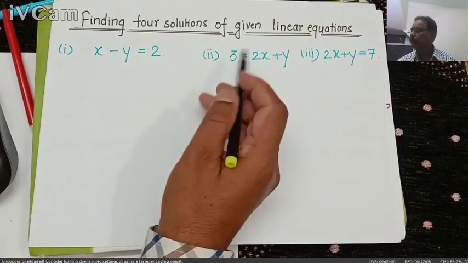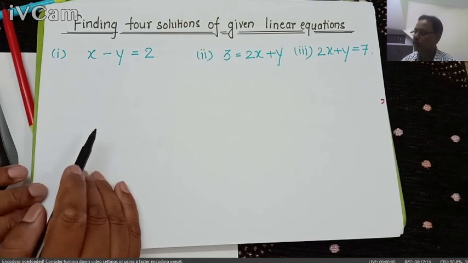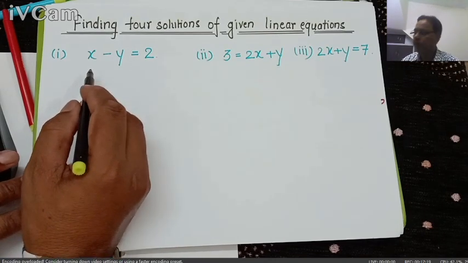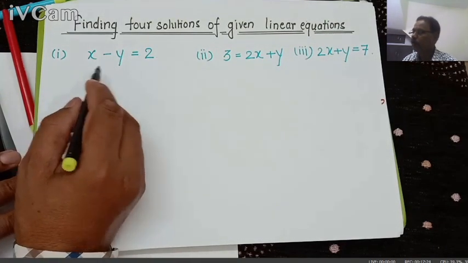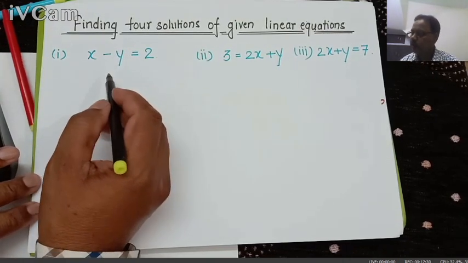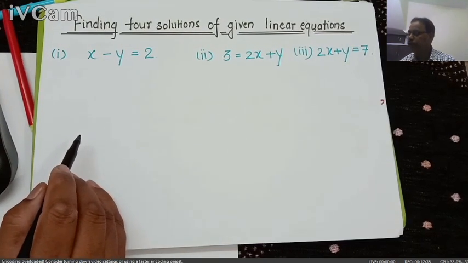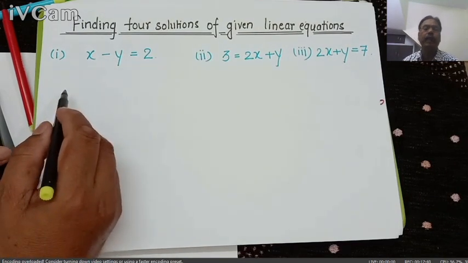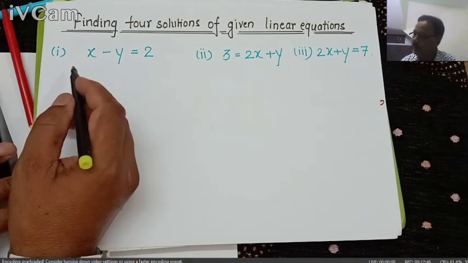Finding 4 solutions of given linear equations. 4 solutions, what does it mean? 4 solutions means we shall find out the values of x and y for which this equation is satisfied. Understand? We shall find out the values of x and the corresponding value of y that must satisfy these equations. Satisfying these equations means if we put those values in place of x and y, the left hand side must be equal to the right hand side. How do we find out the 4 solutions? Let us come to it.